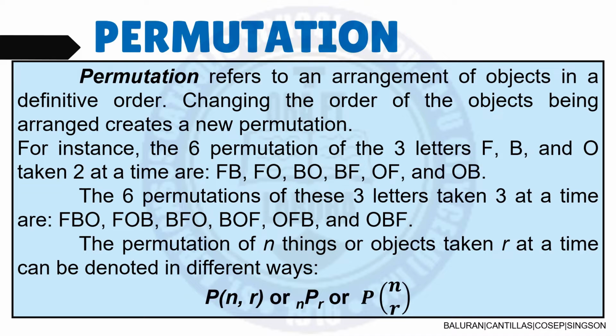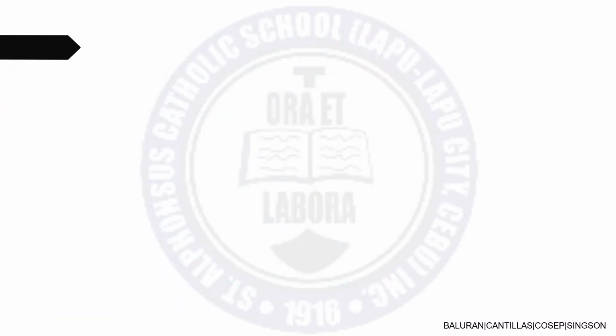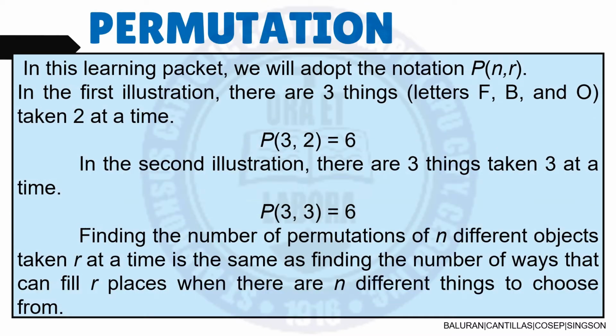The permutation of n things or objects taken r at a time can be denoted in different ways. In this learning packet, we will adopt the notation P(n, r). This can be read as the permutation of n things or objects taken r at a time.